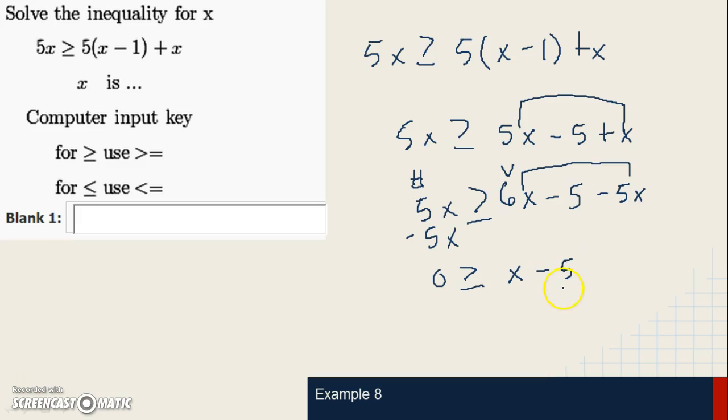Now I've got to get rid of this minus 5. The inverse of subtraction is addition, so I'm going to add 5 to both sides, and I'm left with 5 is greater than or equal to x. Since x is on the right side of my inequality, I've just got to flip my inequality real quick. Since 5 is greater than or equal to x, I can rewrite this as x is less than or equal to 5. Now I'm going to come over here so that I can put it in, and x is less than or equal to 5.